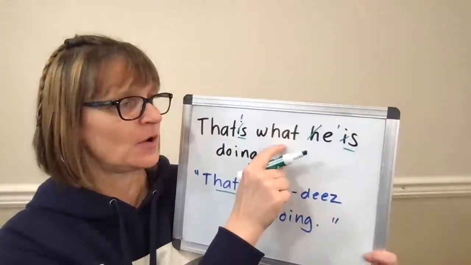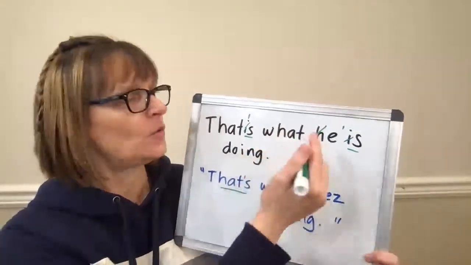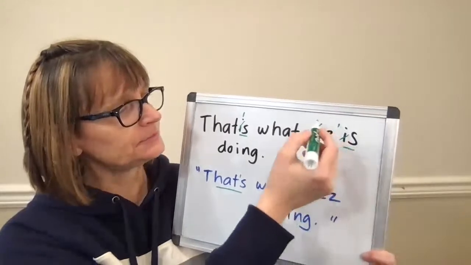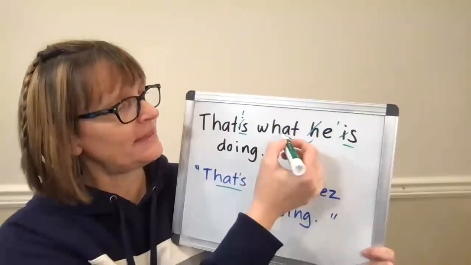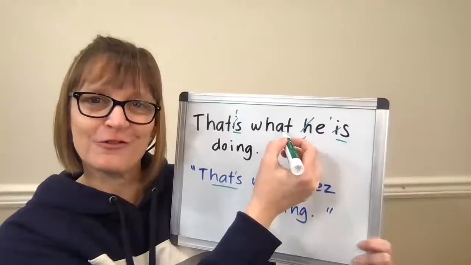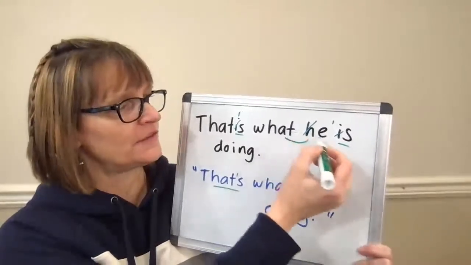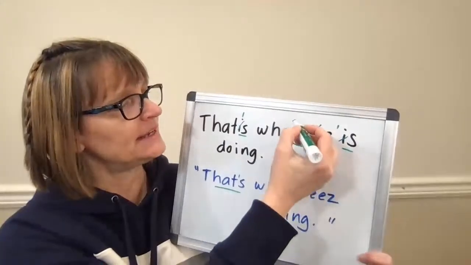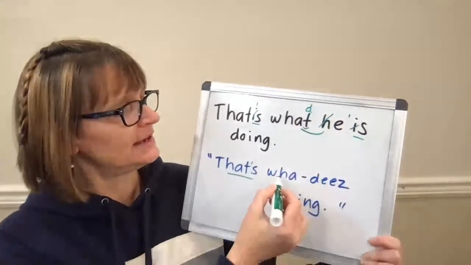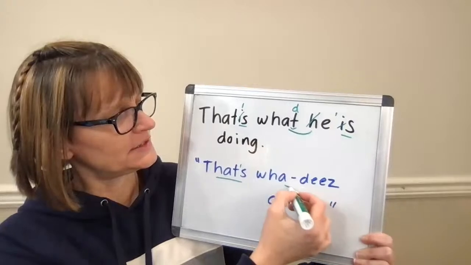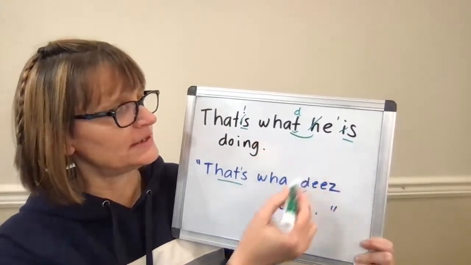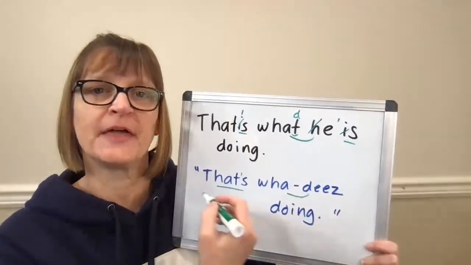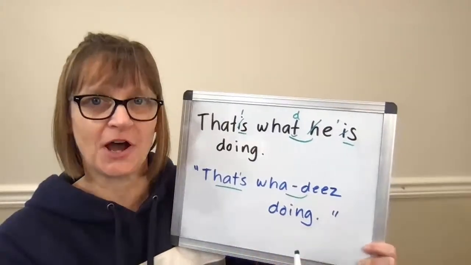But because I'm saying what he, then what happens is these two link, the H can drop, and then the T will follow the rules for final T, where if the next sound is a vowel sound, it becomes a flap T. It sounds more like a D. So that's where we get what he's. This is linked together rather than what he is. What he's, that's what he's doing. That's what he's wearing. That's what he's talking about.